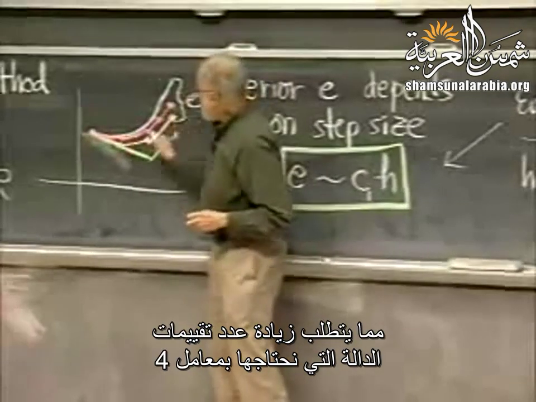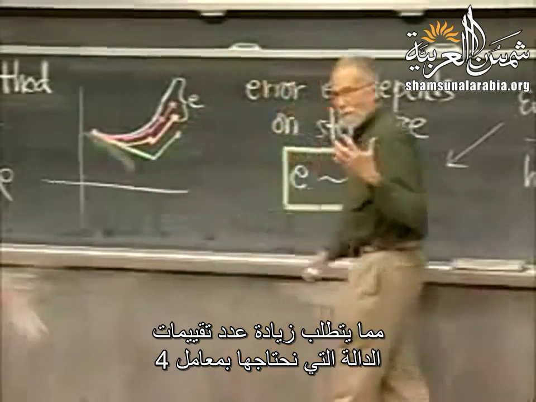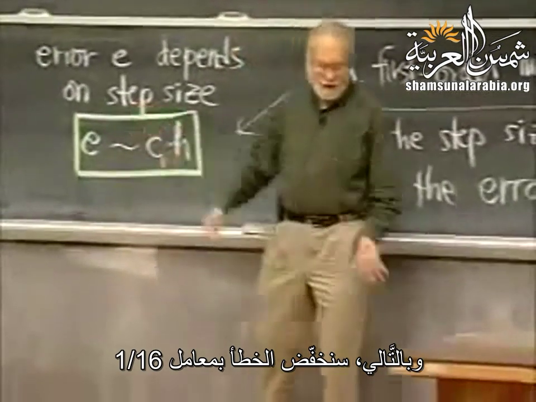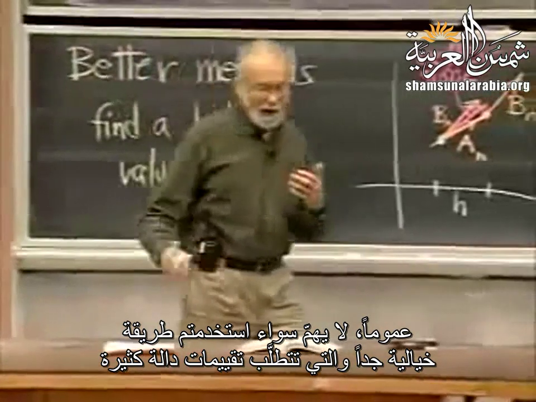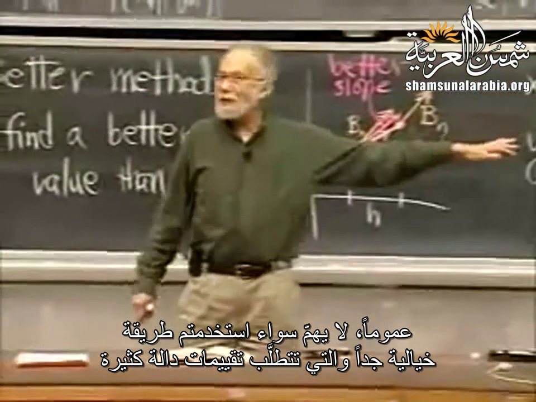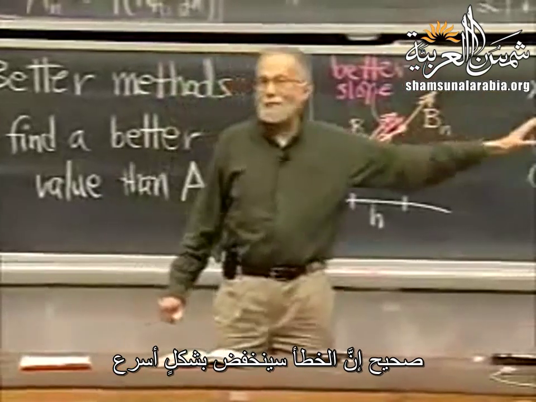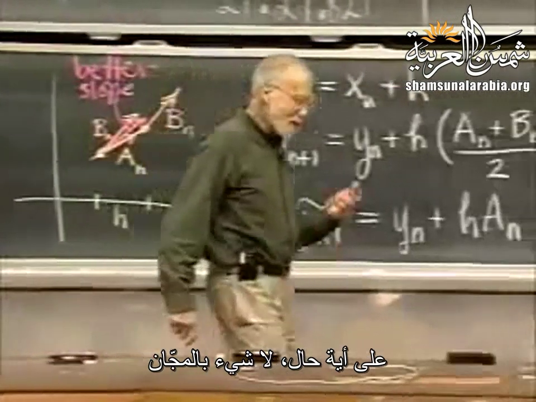You would increase the number of function evaluations you needed to 4, and you would have decreased the error by a 16th. So in some sense, it really doesn't matter whether you use a very fancy method which requires more function evaluations. It's true, the error goes down faster, but you're having to do more work to get it. So anyway, nothing's free.